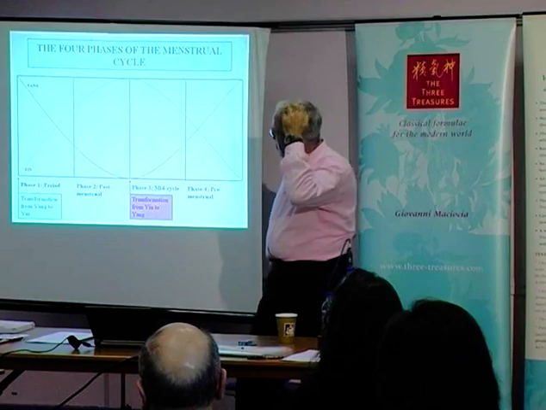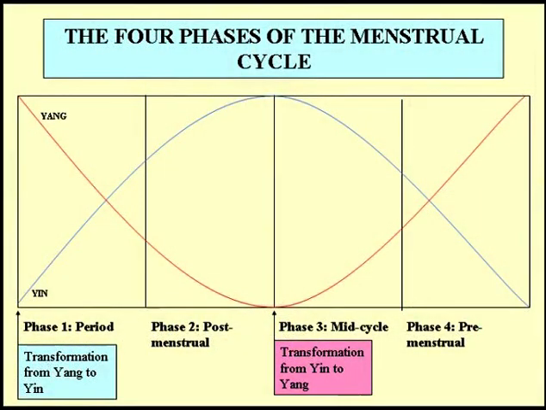And these are the four phases. You should remember those numbers because I will refer to them as phase 1, 2, 3, and 4. And phase 1 is the bleeding time, the bleeding itself. Phase 2, roughly a week after the end of bleeding. Phase 3, the next week, mid-cycle, when ovulation occurs, the beginning of that.